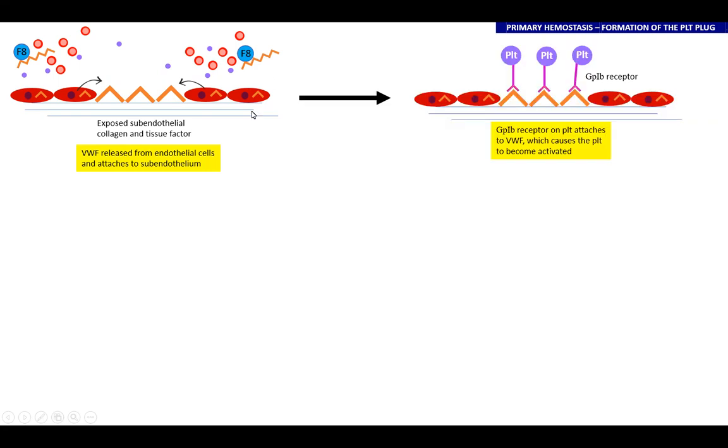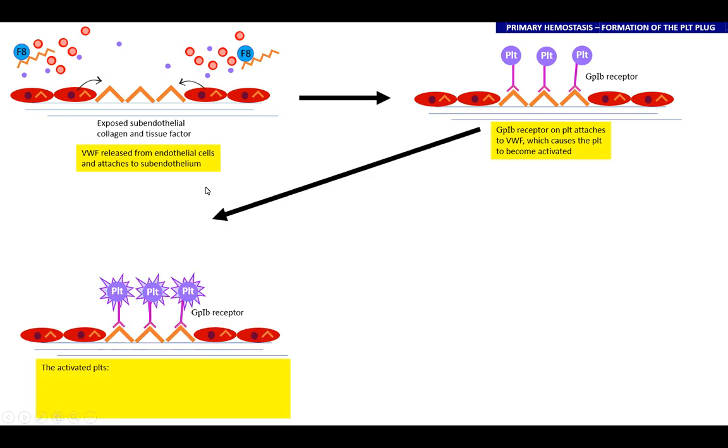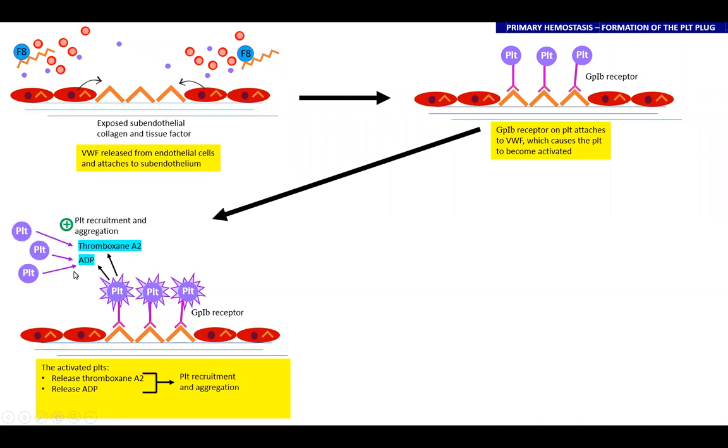So now we have our exposed von Willebrand factor, and then our platelets have a receptor called GP1B receptor that attaches to the von Willebrand factor and causes the platelets to become activated. So now our platelets are activated and spiky. And when the platelets are activated, they will release thromboxane A2 and ADP, which are going to recruit platelets and cause aggregation.